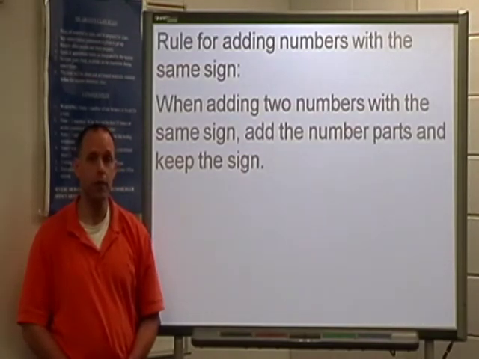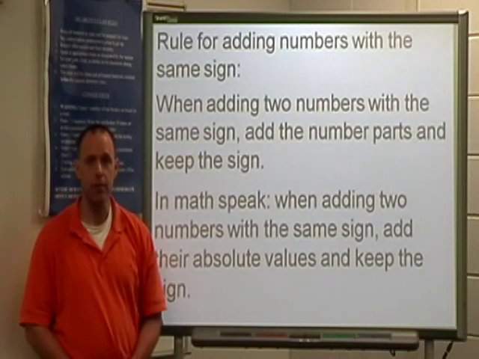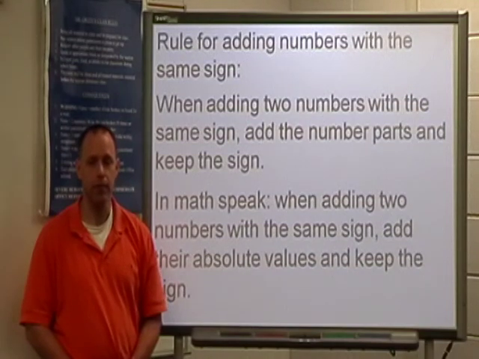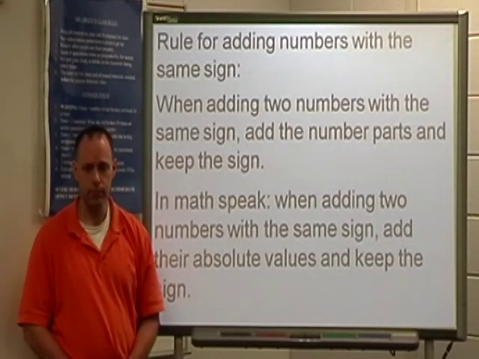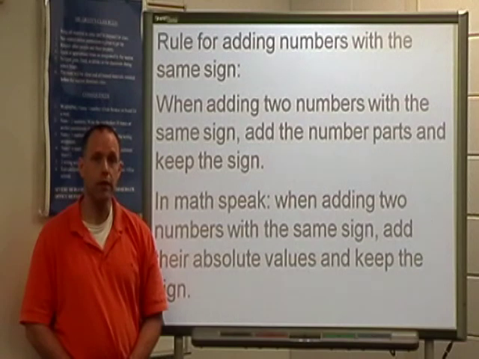If you were to look this up in your math textbook, it may say something like this: when adding 2 numbers with the same sign, add their absolute values and keep the sign. That finishes part 1 of today's video on adding integers. If you need to, make up some more examples and practice working out adding integers that have the same sign.